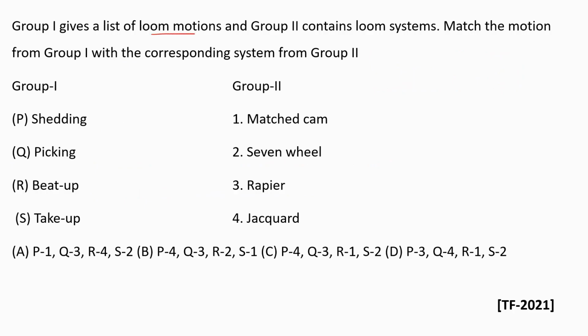Group 1 gives a list of loom motions and group 2 contains loom systems. Match the motion from group 1 with the corresponding system from group 2. Group 1 says shedding, picking, beat up and take up. These are motions that are used in looms. And group 2 are loom systems. The options are matched cams, 7 wheel, rapier and jacquard.